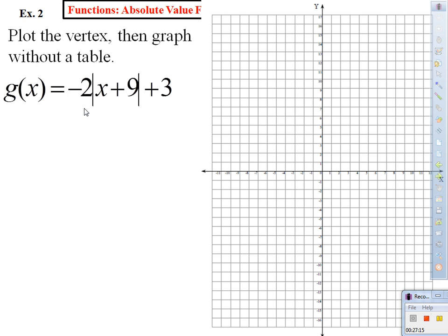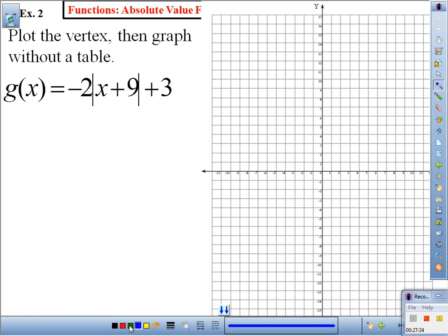g of x equals -2x. I'm sorry, -2 times the absolute value of x plus 9, close the absolute value, plus 3. 40 seconds. Ready? Copy that and go. All right, here we go. We said green on this one, Chance?